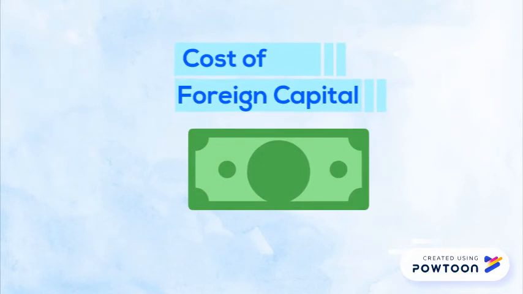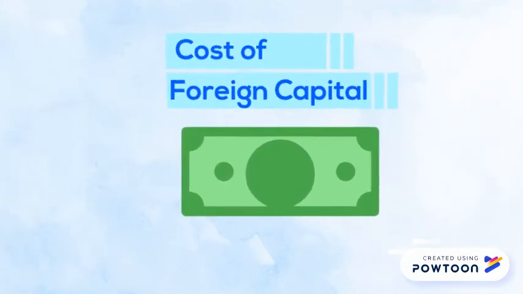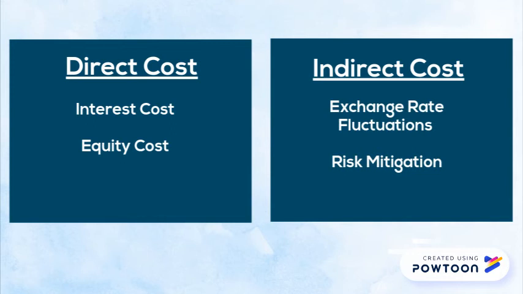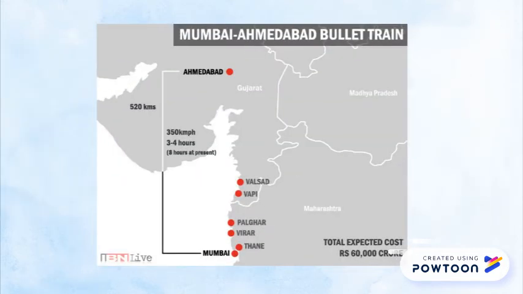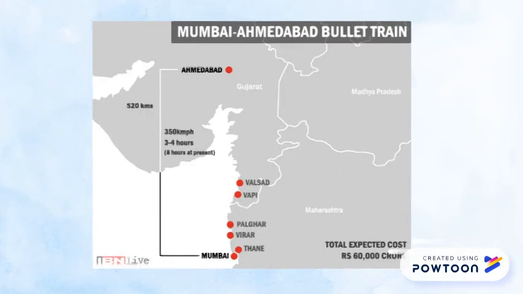In India, we are most concerned about the cost. So let's see the cost associated with foreign capital. The costs are many times not direct and hence need careful consideration. We took the Ahmedabad-Mumbai bullet train project as an example and tried to analyze it.